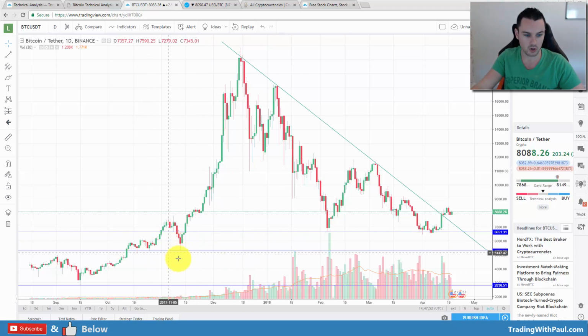Then another support line is here. You can see it's respected back here. It came down and rebounded off it, but it had first come down and rebounded off it here.